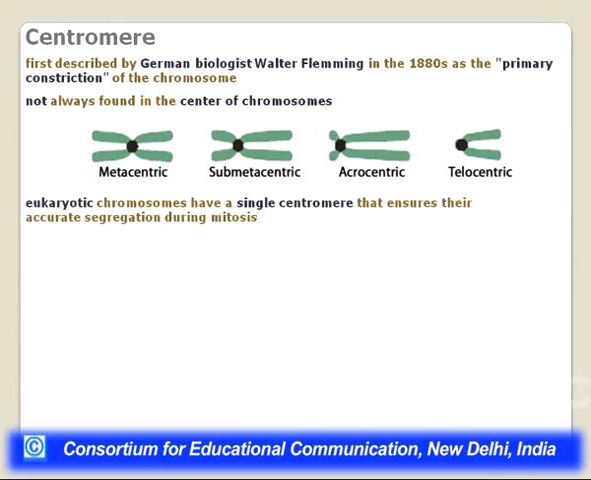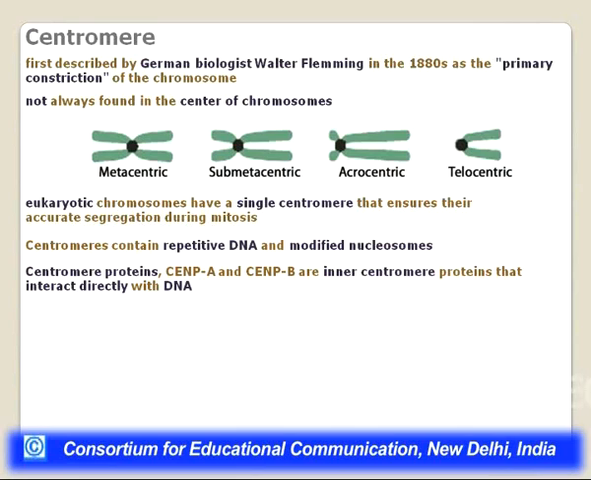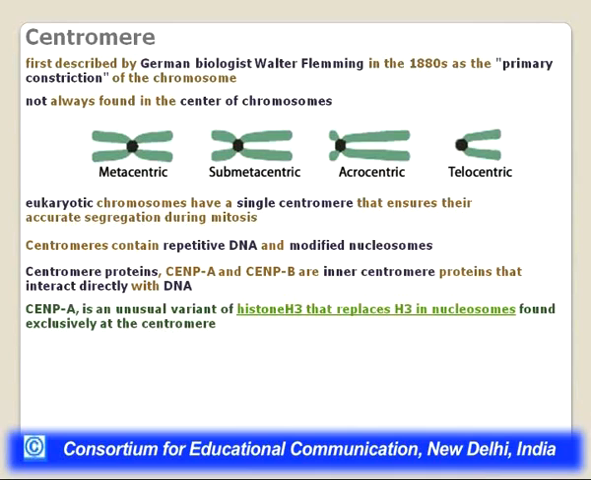The eukaryotic chromosomes have a single centromere that ensures their segregation during mitosis, because basically the spindle fibers form around the centromere. There is a protein structure which is called the kinetochore, and the spindles are arranged, and then the two sister chromatids separate. They contain repetitive DNA and modified nucleosomes. They are part of the heterochromatin region.